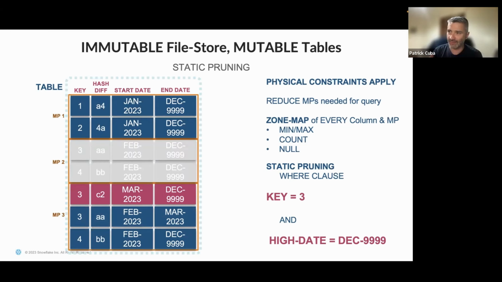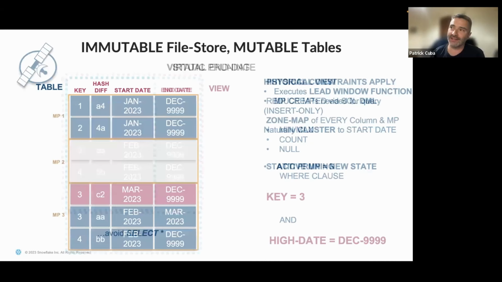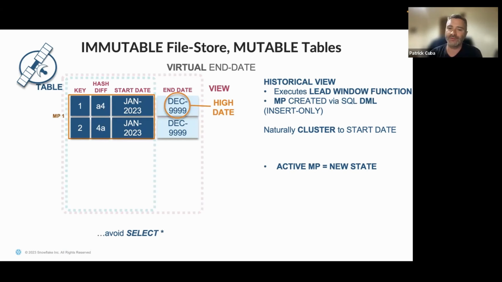And as new data is loaded, it naturally clusters by load date because that's what we use in our data warehouse, right? So what does that look like from a Data Vault perspective? As we know, Data Vault 2.0 is insert only. So when we define a satellite table, we create the table without a physicalized end date. We instead create a view that executes a lead function that calculates that end date, right?